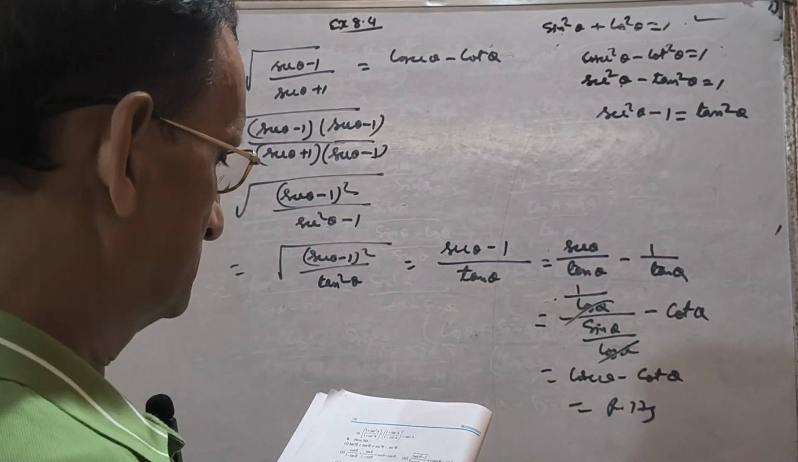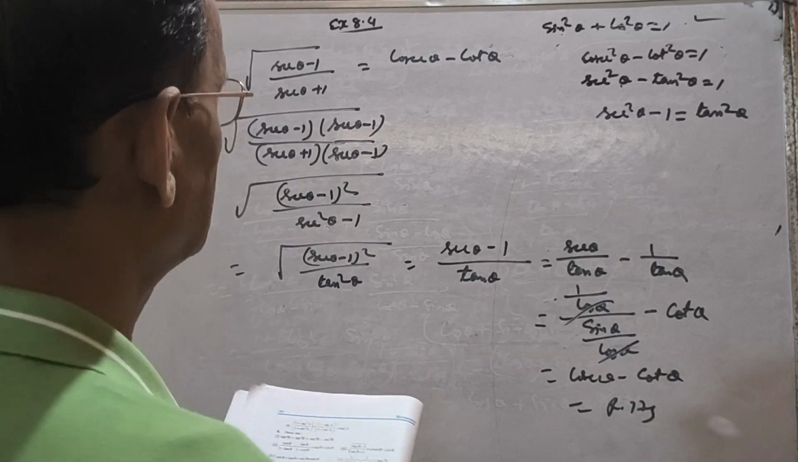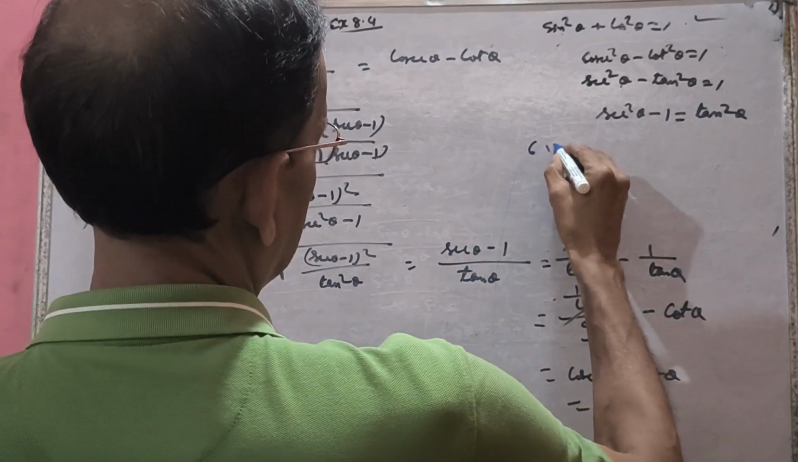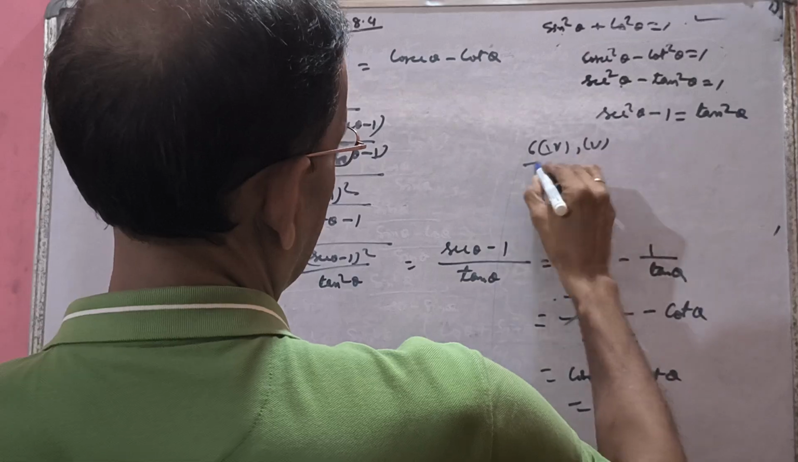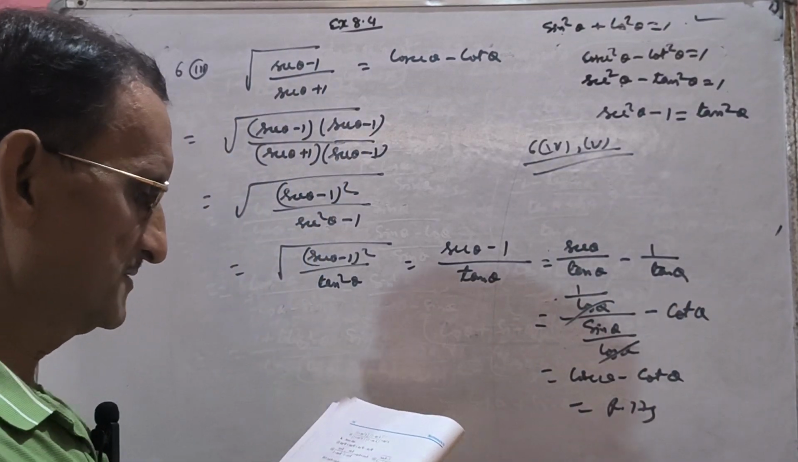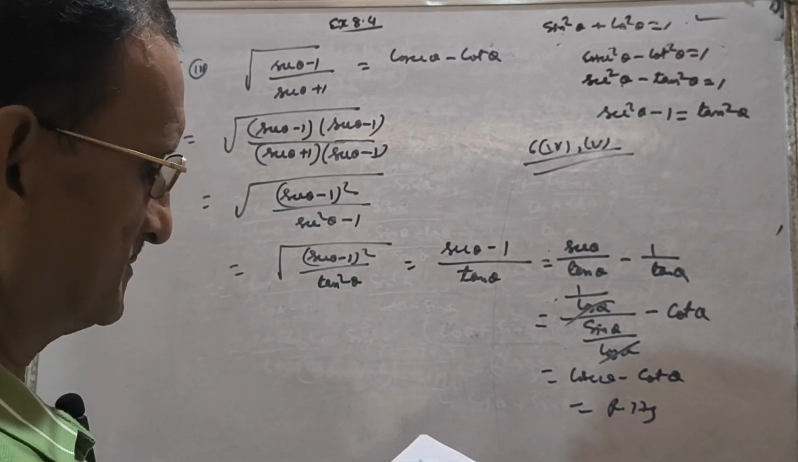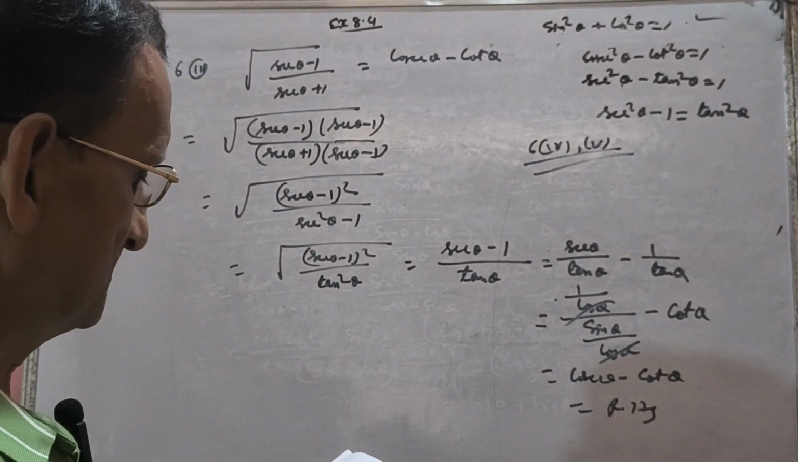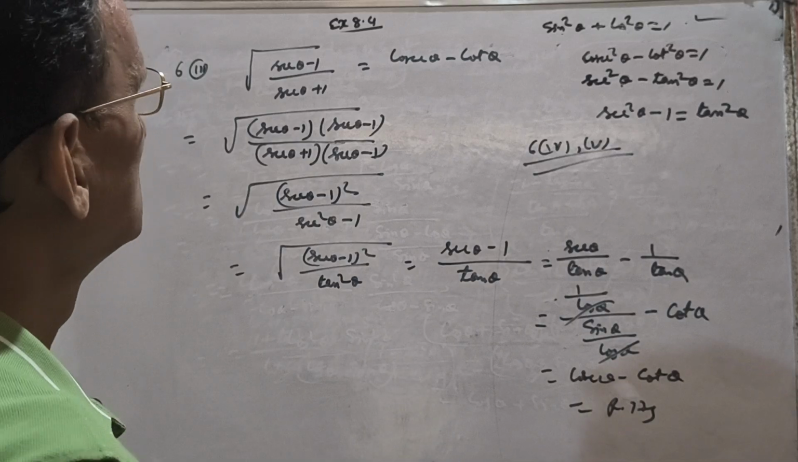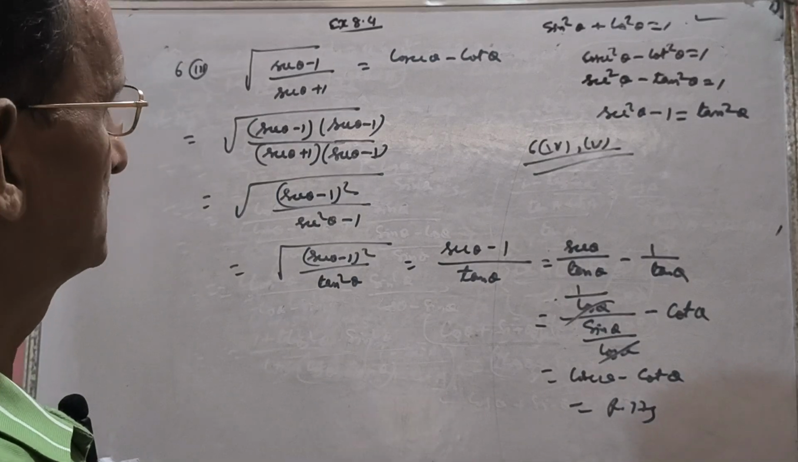6 number 4 and 5 are very easy sums. 6 number 4 and 5 are left for you to practice. Okay. So today this much only. In the next class we will complete this exercise from 7, 8, 9. It is a little bit lengthy, so it cannot be completed here.